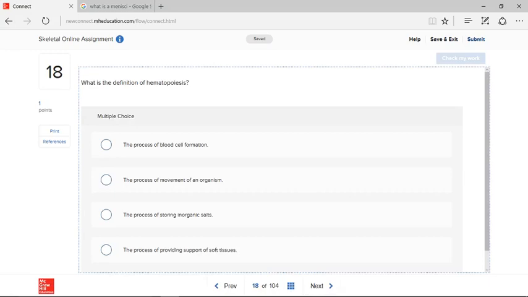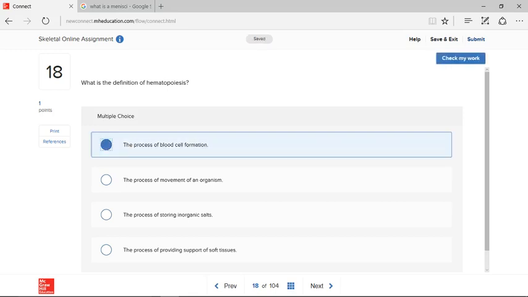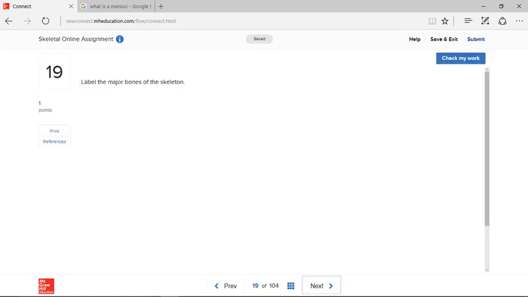So let's press next. What is the definition of hematopoiesis? So hema means blood, poiesis is, let's find out. The process of blood formation. So it has to be this. Storing inorganic solids, process of transport of soft tissue. Bam, that was an easy one.